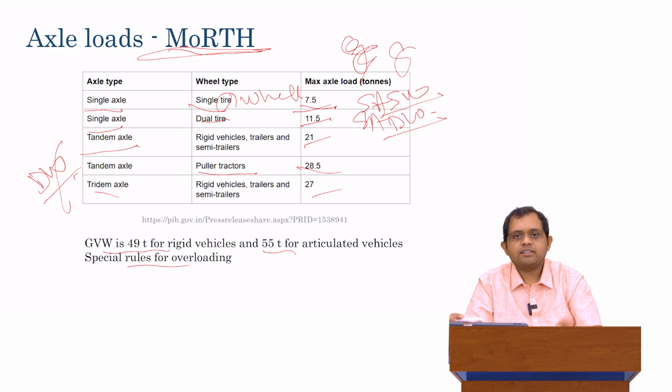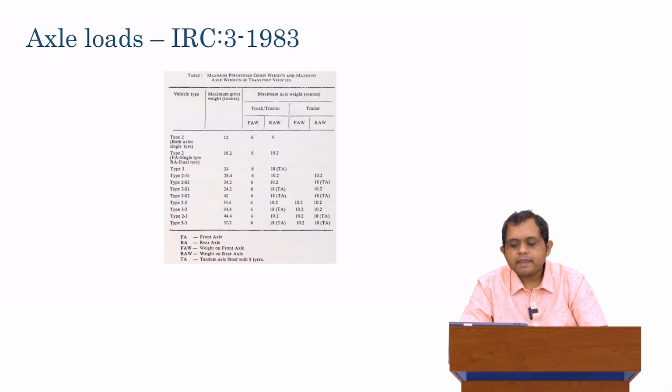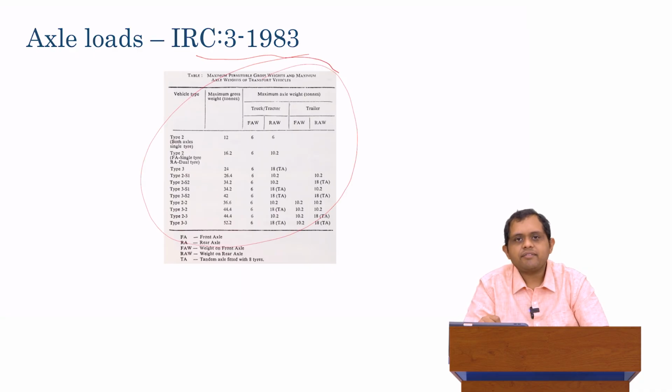So that's where I'm getting these data from MORTH. All of this information, by the way, which I just summarized, you can also find in this code of practice called IRC3. I had already brought this out previously. So IRC3 is about vehicles on roads in India, and you will find just about the same values I specified. Here you'll find front axle, rear axle, the weight on them, etc., and limits for the different types of classifications.